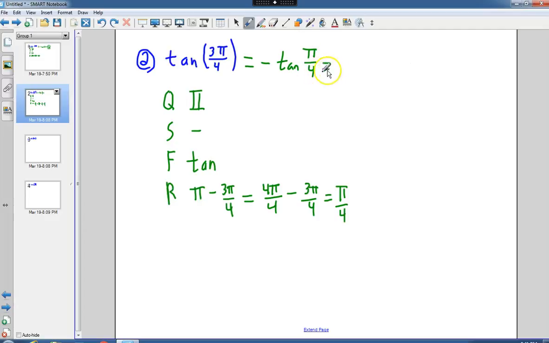And the tangent of pi over 4, again, that's an exact value you have to have memorized. Tangent of pi over 4 is just 1. So our final answer, the exact value for tangent of 3 pi over 4, will be equal to -1.